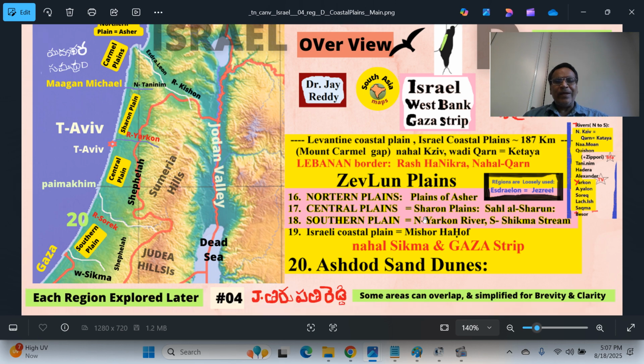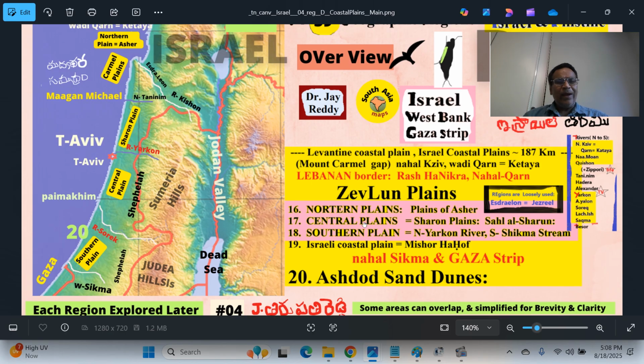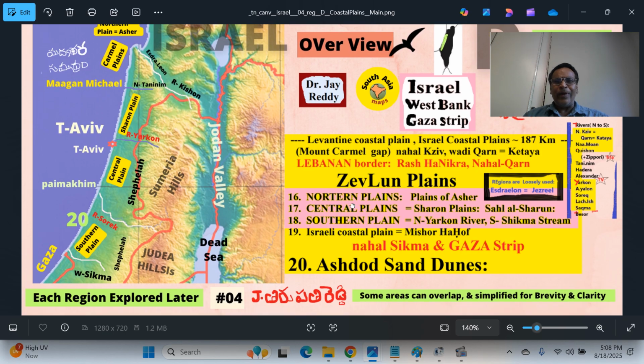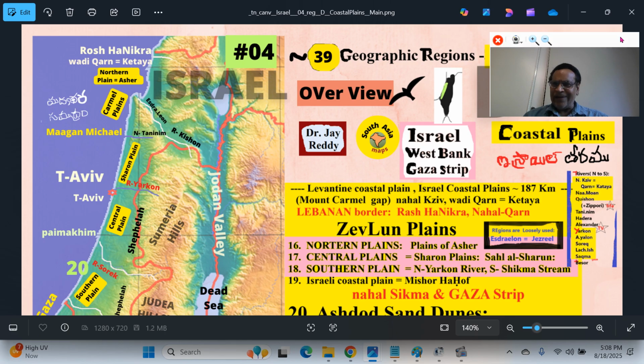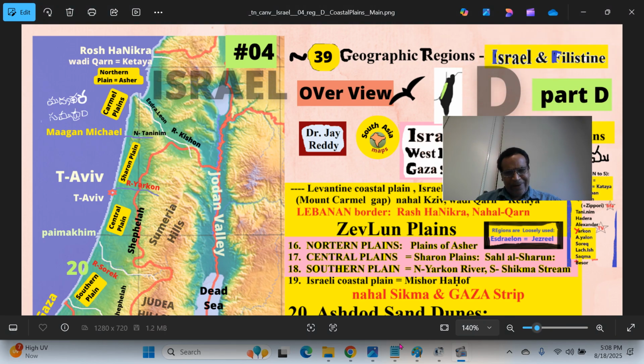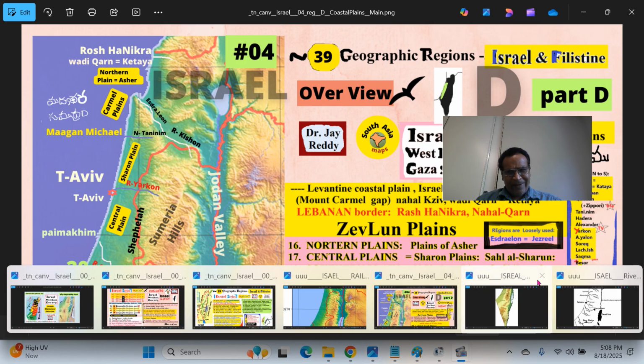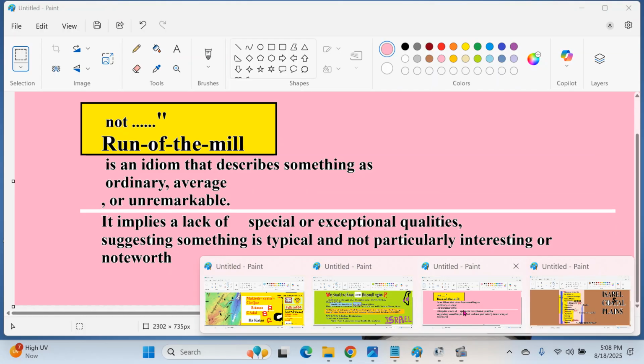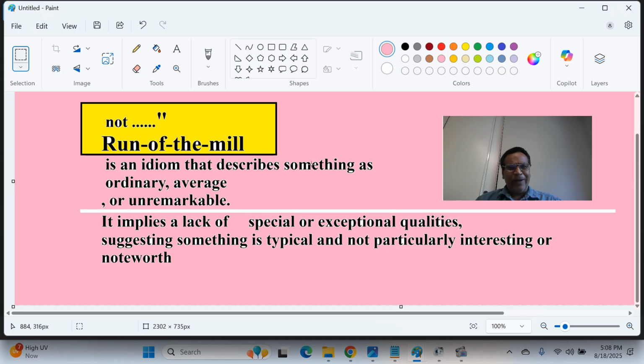I will show you near the town Ashdod. There are the sand dunes. And remember, these regions can overlap. This is the broad generalization that will help you to have a deeper understanding of this region. And a deeper understanding of this region will greatly help.